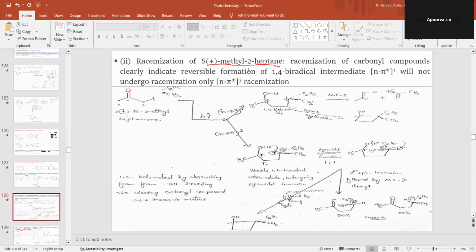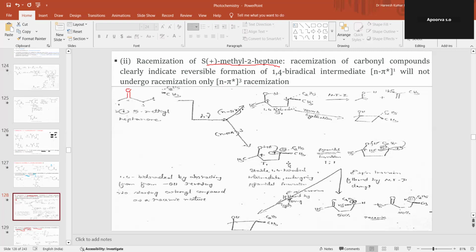With this, I will go to the next slide. Here I am taking a particular example. What is that particular example? S plus methyl 2-heptane. That means here C is there, CH3 and C2H5, and then CH2, and then CO, and then CH3. So totally 5 carbon atoms, plus is there, dextrorotatory one. The dextrorotatory is related to this chiral carbon. So when this is irradiated with the lambda max of methyl 2-heptane, it is observed that the obtained is the singlet one and the triplet one. So singlet means opposite electrons and triplet means same side or parallel electrons.